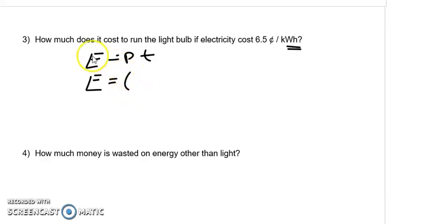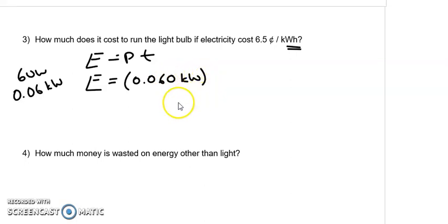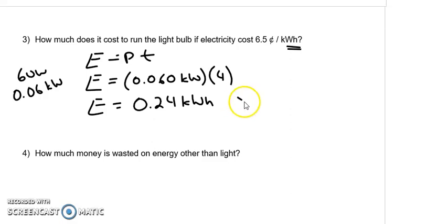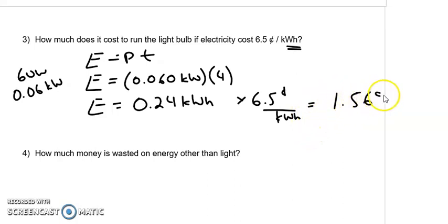And so we need the light bulb, that 60 watt light bulb, is the same as 0.06 kilowatts. So power is 0.060 kilowatts. And the time is still 4 hours. So the amount of energy is going to be 0.24 kilowatt hours of energy. That is the same as that 86,400 joules. Now, if we multiply that by 6.5 cents per kilowatt hour, you're going to wind up with 1.56 cents.